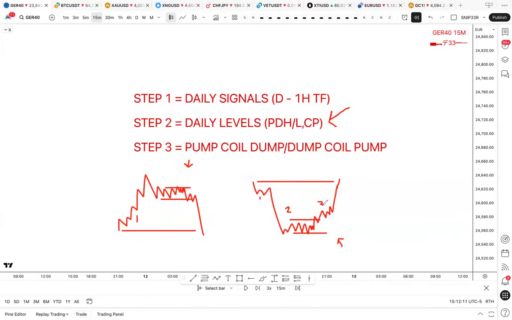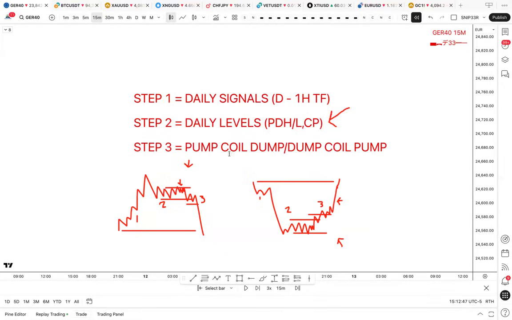Because after that consolidation, for example, after the pump and the coil, they can only go in one direction. After the dump and the coil, they can only go in one direction. So traders could get in up top. They can get in after the breakdown. They can get in late, way after all of that, and in theory you should still make at least a 1-to-1 or 1-to-2 as far as risk to reward.